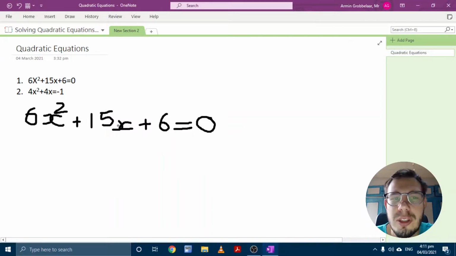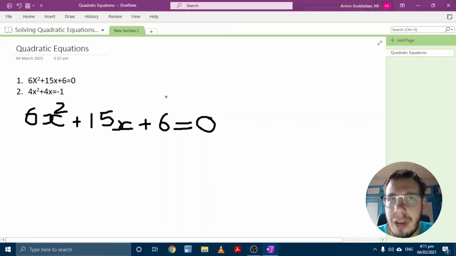So the first thing we look for is that every term is on the one side and we have a 0 on the other side. We do this if we're dealing with quadratic equations, and we see that there's a positive sign in front of the x squared. If there isn't, we take it to the other side. Now we start with the 6x squared and the 6.